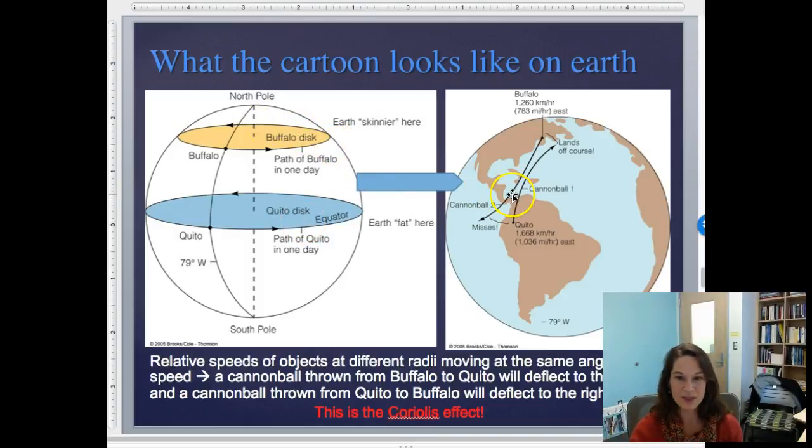And this translates into a trajectory of moving anything, a cannonball in this example, or a mass of air that gets deflected. That movement pattern means that the cannonball coming from Quito to Buffalo, or the air mass moving from Quito to Buffalo north, is deflected to the right. The cannonball, or the air mass moving from Buffalo to Quito, is deflected to the left by that rotation of the Earth. And this is called the Coriolis effect.